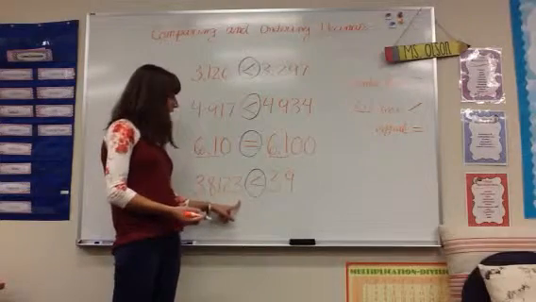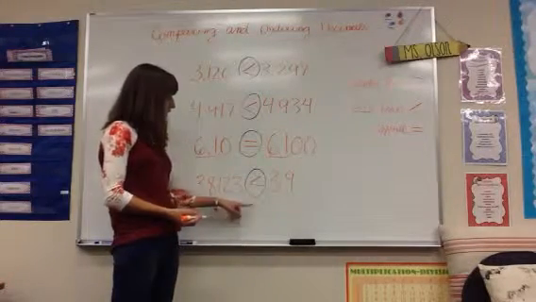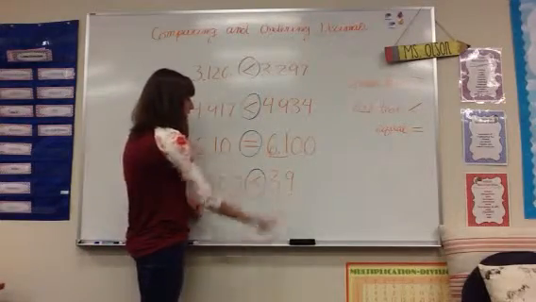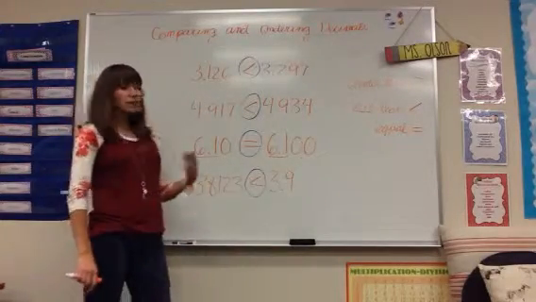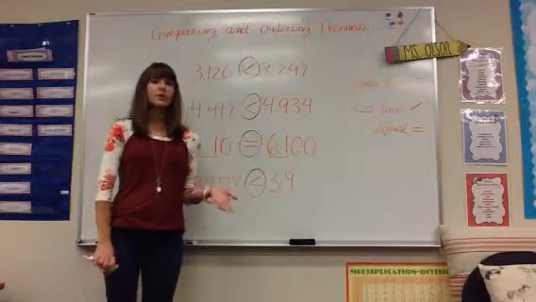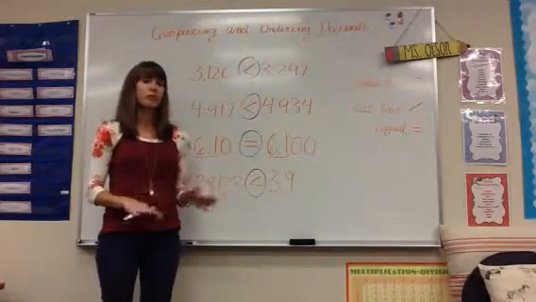3.8123 is actually less than 3.9. You have to look at the place value. Now, there's an exception to the rule of looking at how many digits there are. That would be if your whole number had more digits.